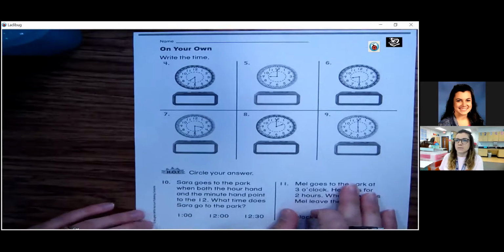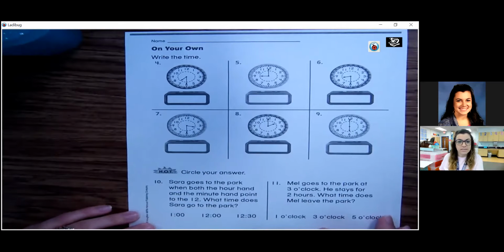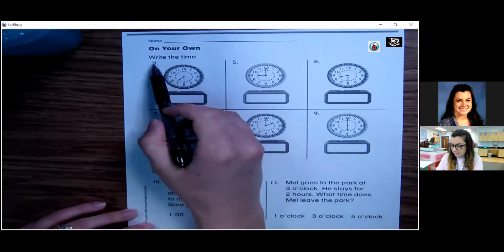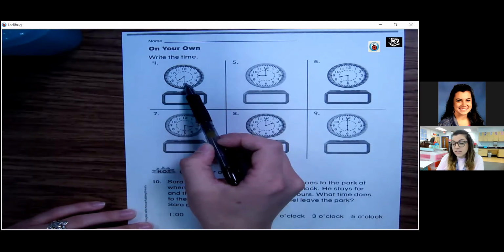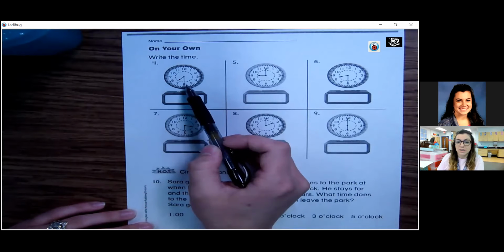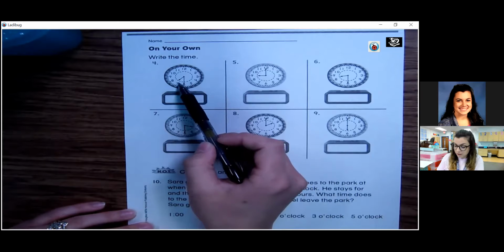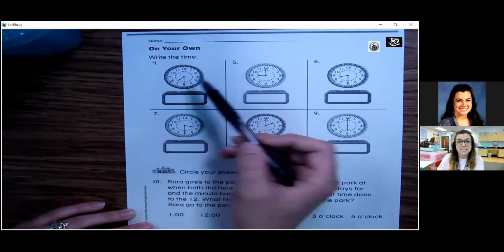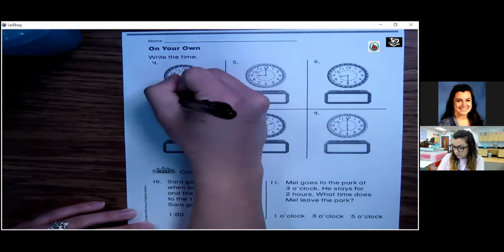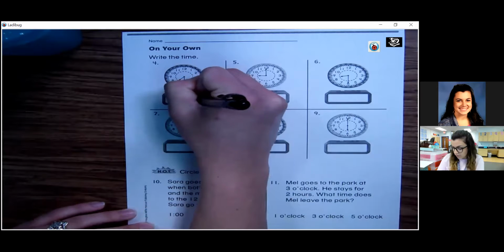Let's look at our last page for some practice. Write the time. So look at number 4. We see that our minute hand is pointing at the 6, which means it's half past the hour. Great job. So to see what time it is, we're going to look at our hour hand now. Our hour hand is between the 7 and the 8, which shows us it is half past 7 or 7:30.